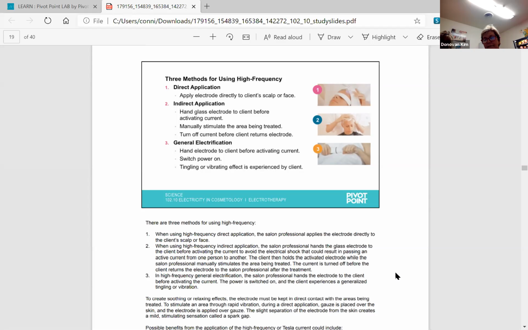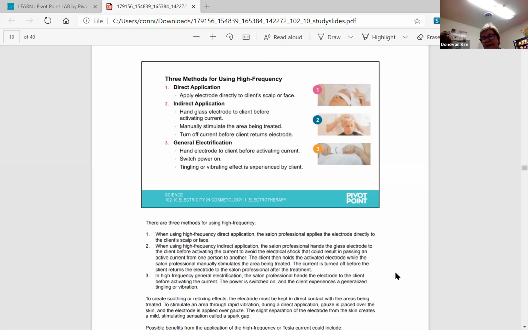Same thing can happen. All right, the indirect application, okay, the glass electrode is held by the client, okay, and you're going to manually stimulate the area being treated, okay, massaging that face using your friction manipulations, all right? You're going to turn off the current before you remove the glass electrode from the client.